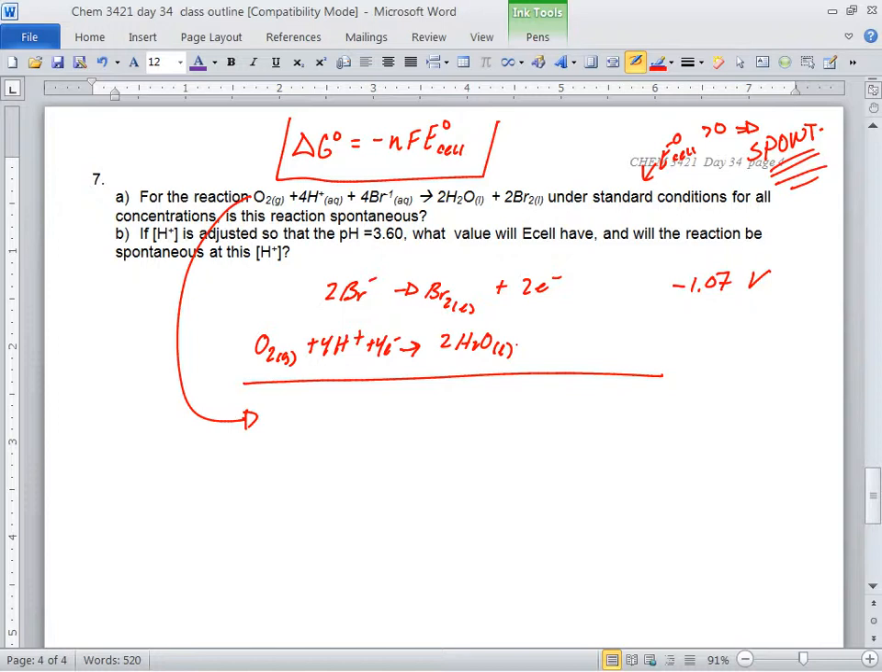Because in the overall reaction, oxygen gas is a reactant. In the table, oxygen gas is a reactant. H2O is a liquid on the product side. So don't mess with it. Because if you flip this, you're not going to get that overall reaction. Okay. And that was 1.23 volts.